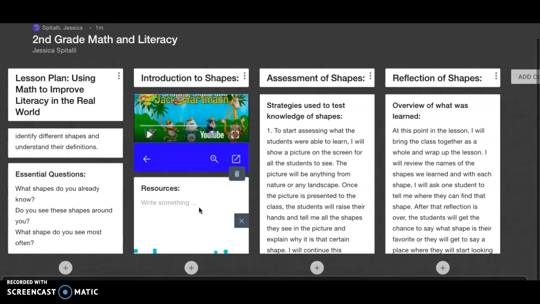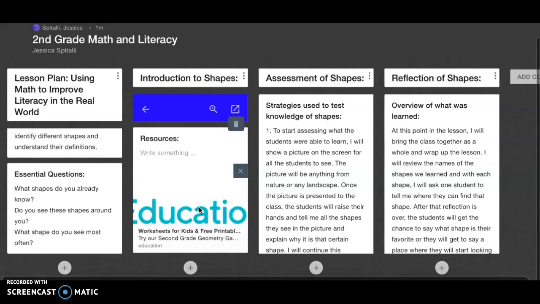And then I did have another resource. This is when the students will have learned about their shapes and is still in the introduction part of the class period. So this will be more of the experimentation time where they can test their knowledge and see what they know. So I'm going to go ahead and click on this website.